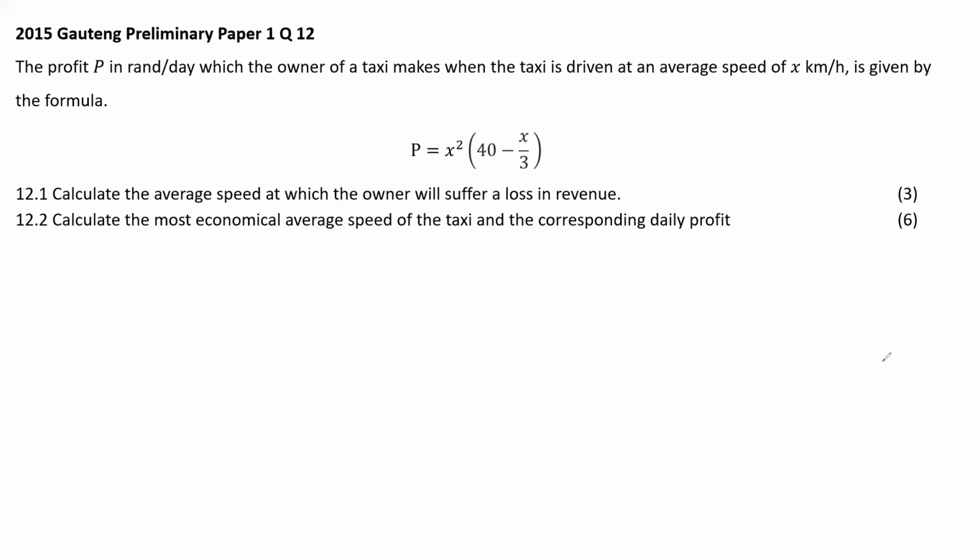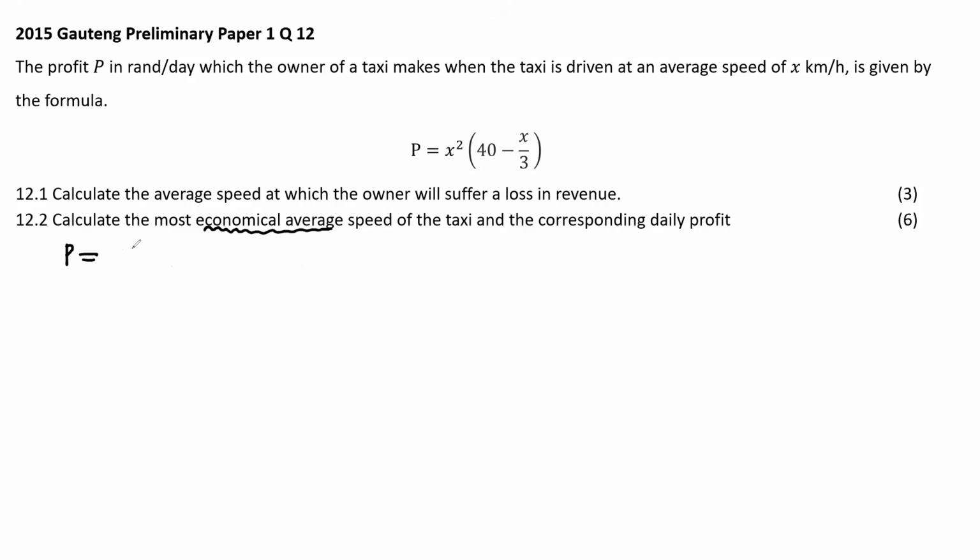Can we translate English into maths, please? Most economical average, so the most minimum that you can travel with, and the daily profit that comes with it. Most economically average. So it looks like to me I would probably need to then derive and equate to 0. Then they said, and the corresponding profit.